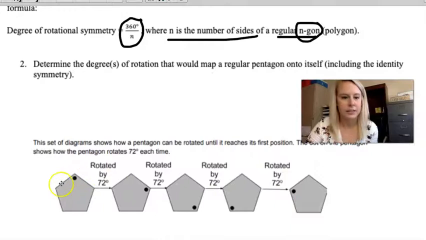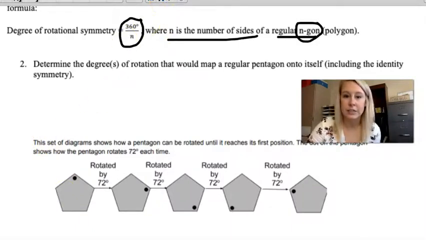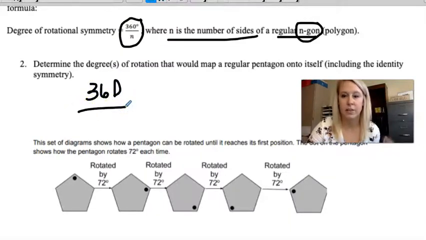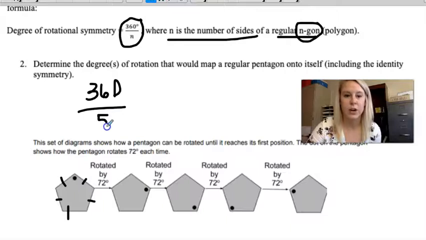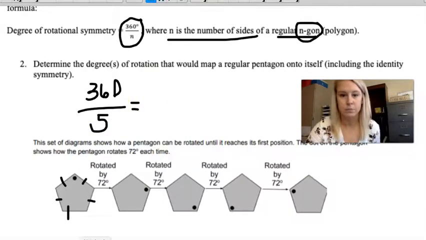Okay, it's a regular pentagon because all the angles are the same and all the sides are the same. So to find the degree of rotation, you're going to say 360, because that's what it takes to turn all the way around, divided by the number of sides. So a pentagon has 1, 2, 3, 4, 5 sides. So I'm going to say 360 divided by 5, and that'll give me one turn. And it's going to be 72 degrees, because they give it to us below.